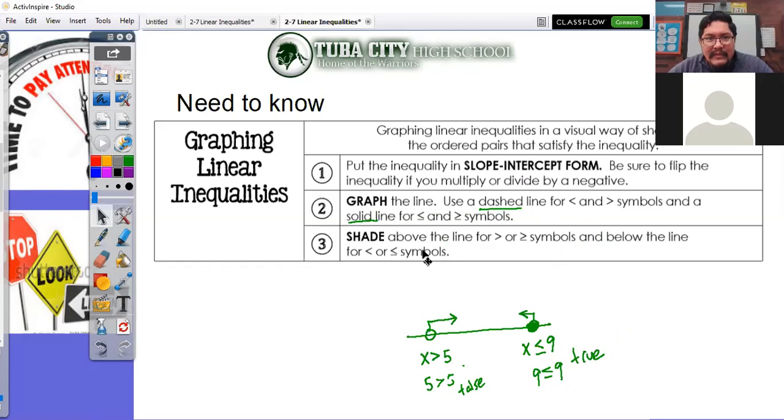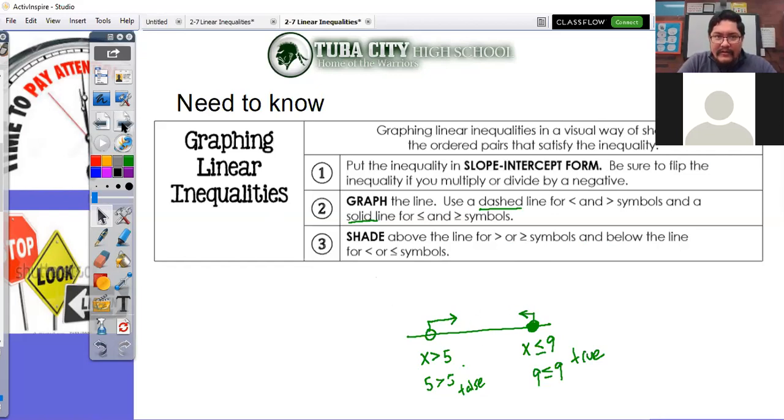The last step would be to shade above the line for greater than or equal to symbols. And then we would shade below the line for the less than or equal to symbols. Now again, this is like, which way does it go? Does it go to the right, or does it go to the left? And this is one-dimensional thinking, right? It can either go left or right.